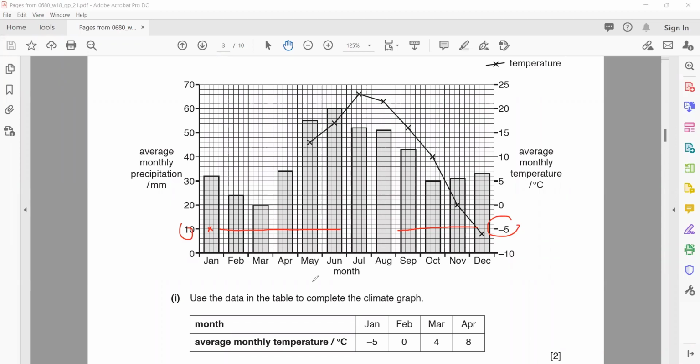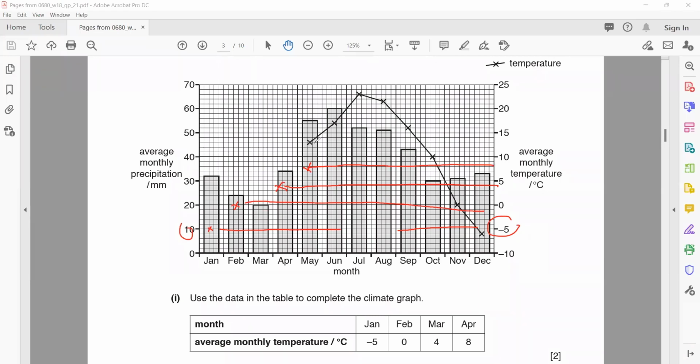Yes, sir. In February, what is that? 0. So where is the 0? In February, this is the 0, because this line is going to 0. Then March is 4. Where is 4? This is 4 here. This line shows 4. And where is March? Here, this one. Then April is 8. Where is the 8? This is the 8. And where is April? This one. So like this, you can continue.